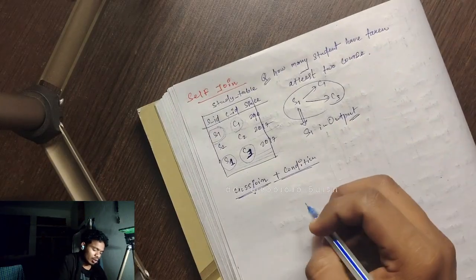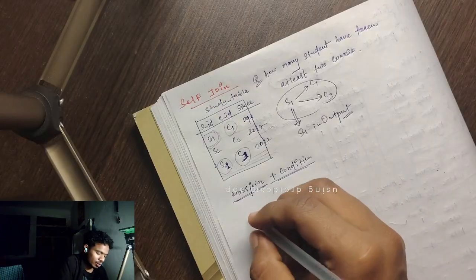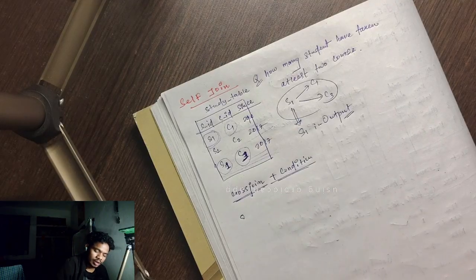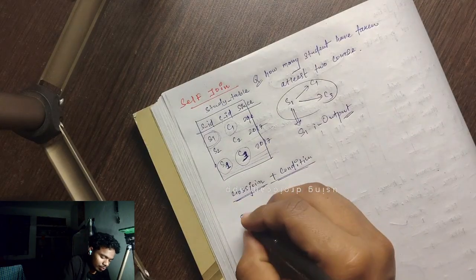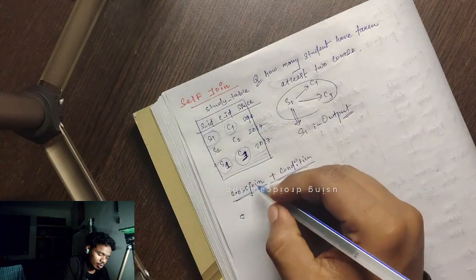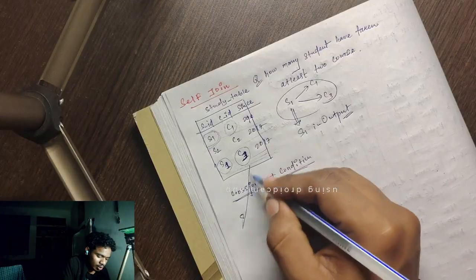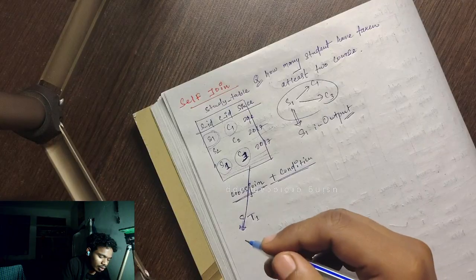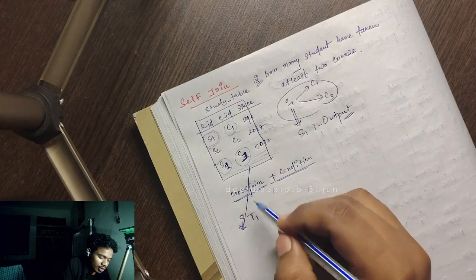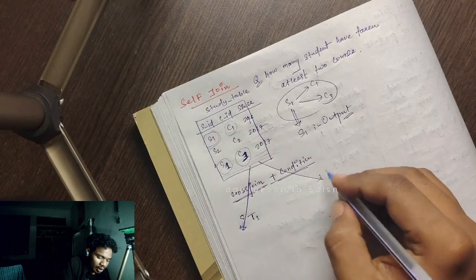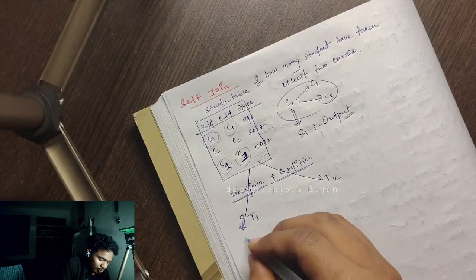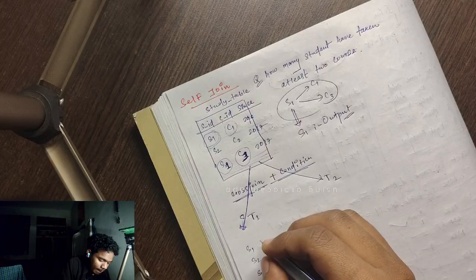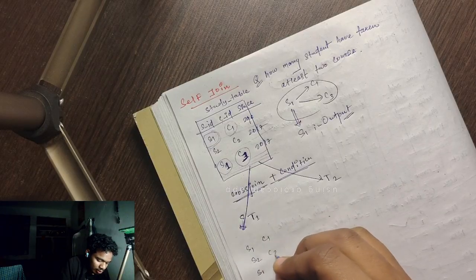Okay, so before I write the query, let me explain first. Let's suppose I copied this table into the variables named T1 and T2. So here S1, S2, S1, C1, C2, C3.